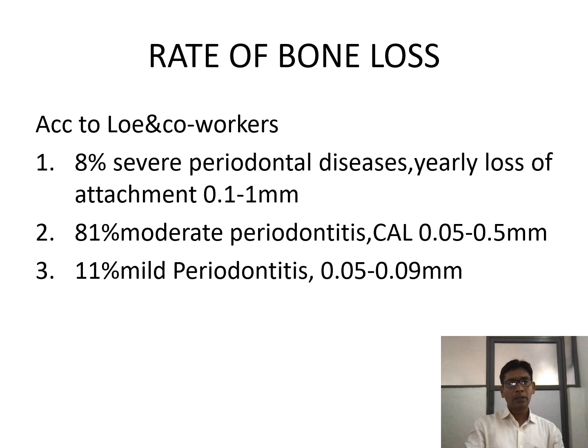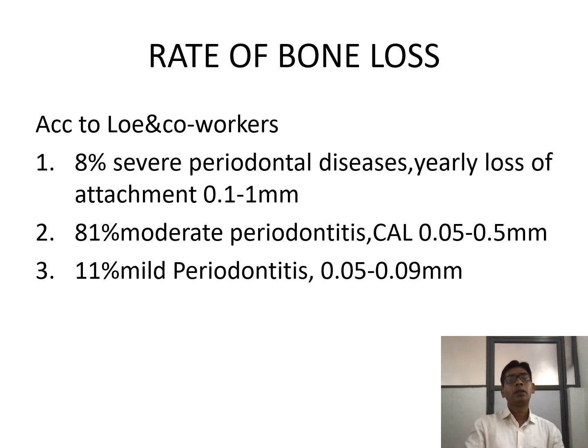Its rate was around 8% of cases with severe periodontal disease and 81% with moderate periodontitis, where the clinical attachment loss is negligible, and still 11% of the individuals in the Sri Lankan tea laborers, where there was no access to oral hygiene procedures, had bone loss of 0.05 to 0.09 mm. It means the host is very strong, even though the patients were not brushing properly and did not have access to modern oral hygiene procedures. The rate of the bone loss was very low.